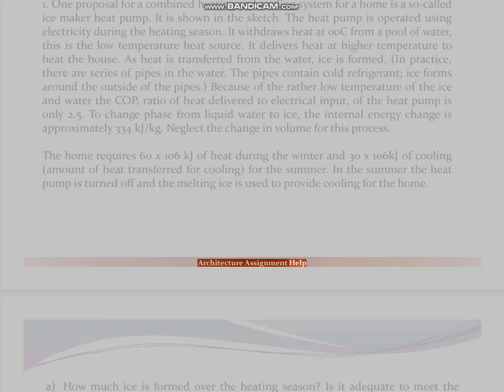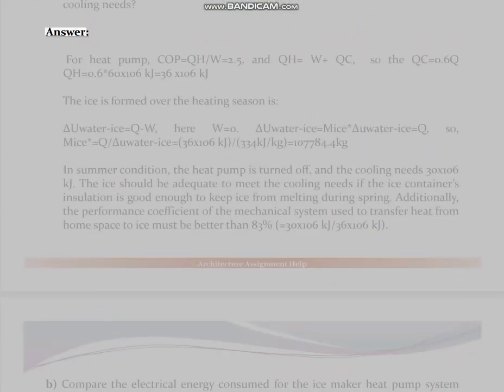A. How much ice is formed over the heating season? Is it adequate to meet the cooling needs? Answer. For the heat pump, COP equals QH/W equals 2.5, and QH equals W plus QC, so QC equals 0.6 QH equals 0.6 x 60 x 10^6 kJ equals 36 x 10^6 kJ.